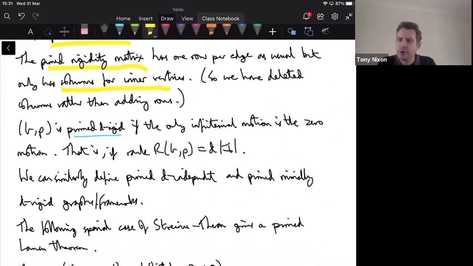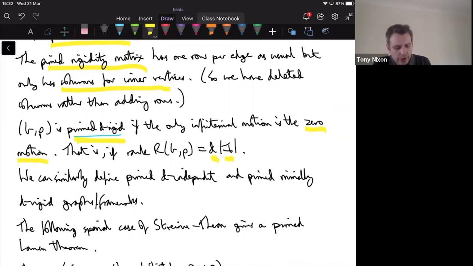So because we've thrown away the columns, we can throw away isometries because these vertices become pinned, so we can't translate or rotate if we have enough of these pinned vertices. So what we're going to say is that the framework is pinned d-rigid, so it's in dimension d, if the only infinitesimal motion is actually just zero, so assign velocity zero to every vertex. Because I've thrown away the columns for the pinned vertices, I only have columns for the inner vertices. I have d of those since we're in dimension d, and I've got rid of all isometries. So I've got rid of everything in the kernel.